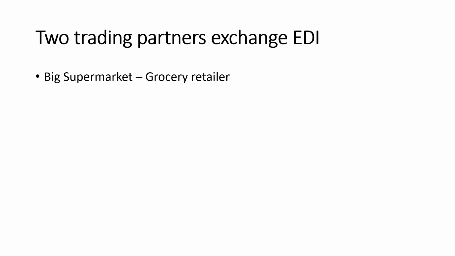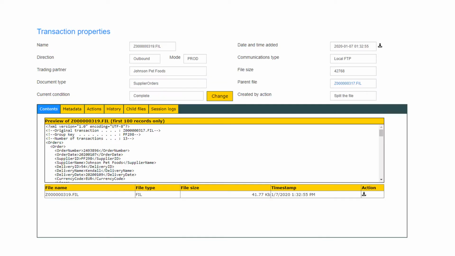To illustrate this, we'll use two fictitious companies. The first is Big Supermarket, a retailer of various types of grocery products. The other is Johnson Pet Foods, who manufacture pet foods. The starting point is an XML file containing supplier order information. This order information was originally exported from Big Supermarket's purchasing systems and passed to ZEDI for processing. It's important to note at this point that the information in the file did not necessarily arrive in ZEDI in an XML format. It might, for example, have been presented as a CSV file which was subsequently converted to XML by ZEDI.